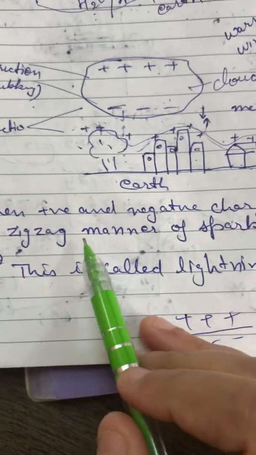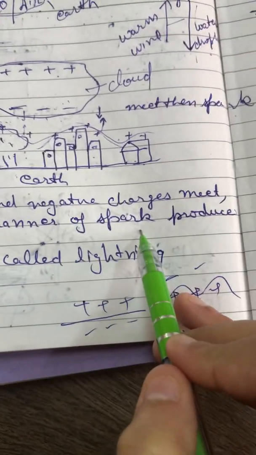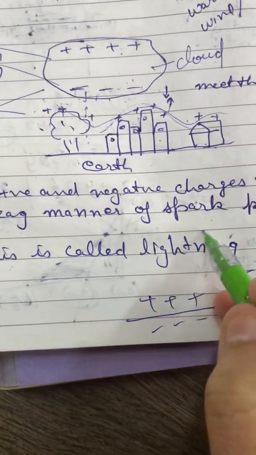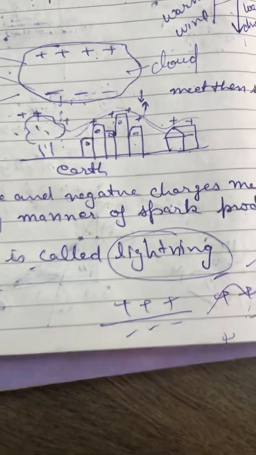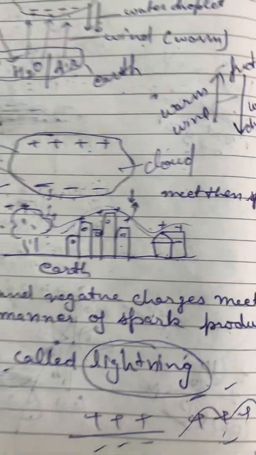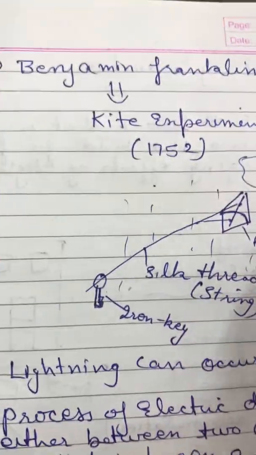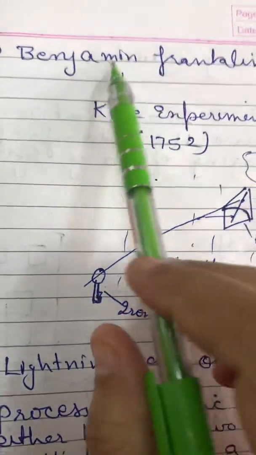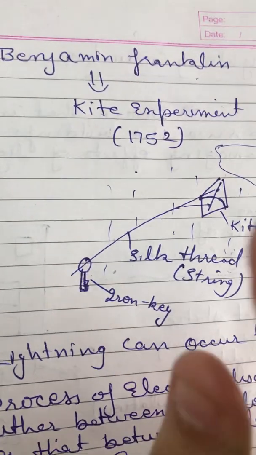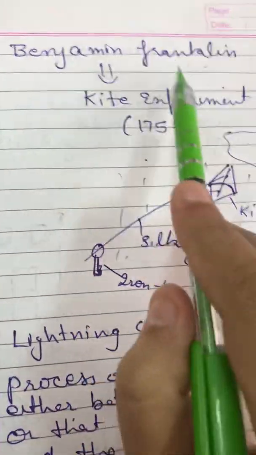So this zigzag manner of spark produced is known as lightning. So this is the lightning. This is the phenomenon or cause of lightning. There is a very famous example, a scientist named Benjamin Franklin. You might have heard about this Benjamin Franklin.